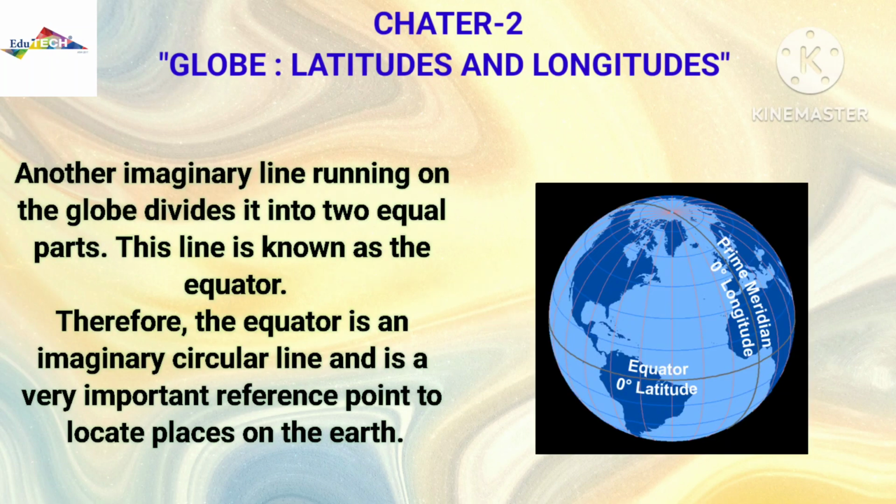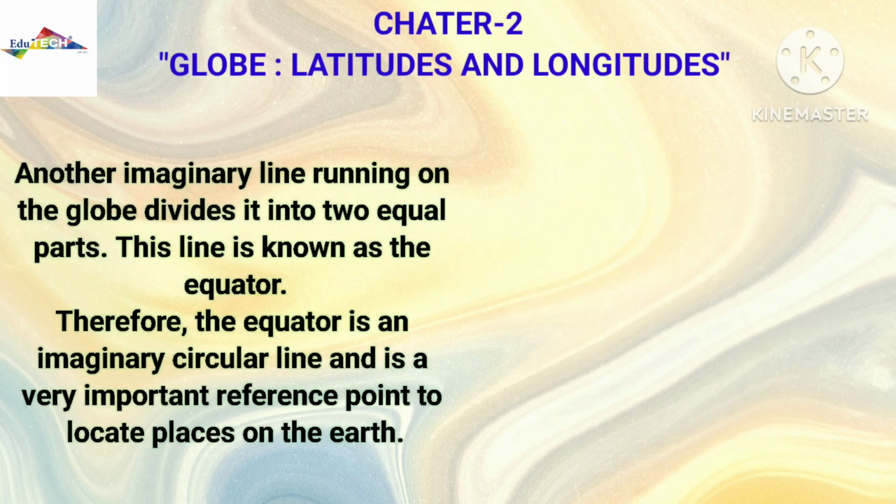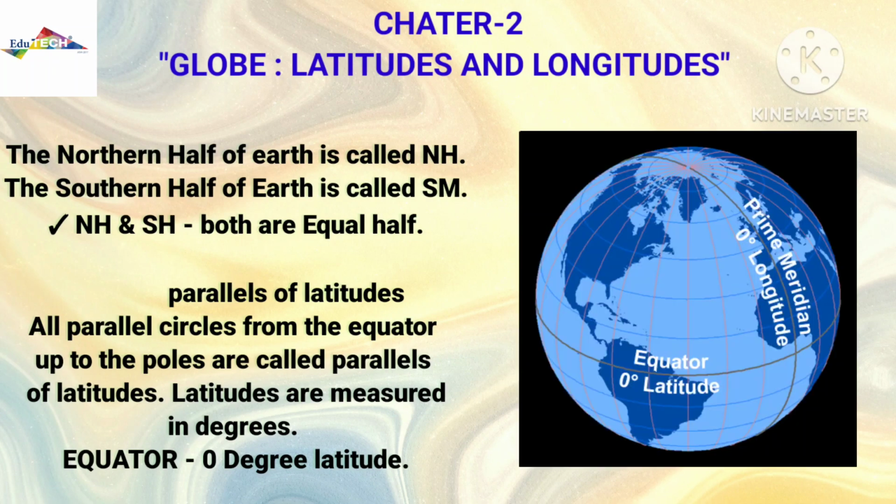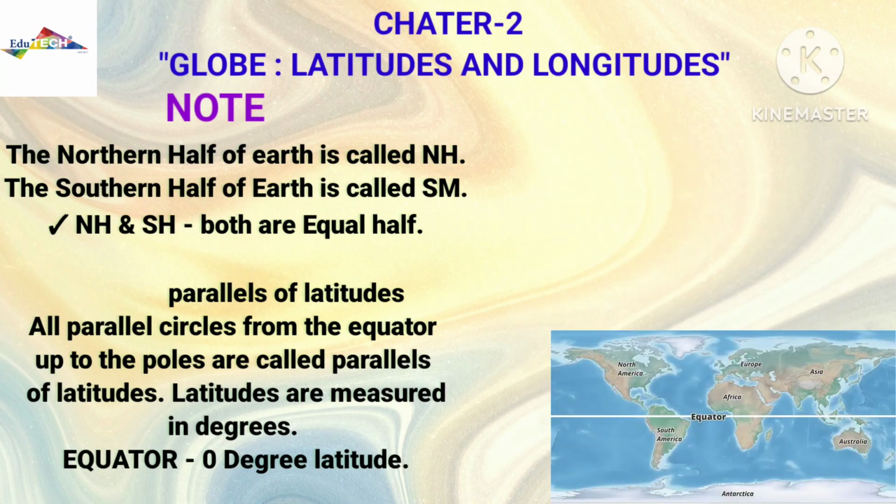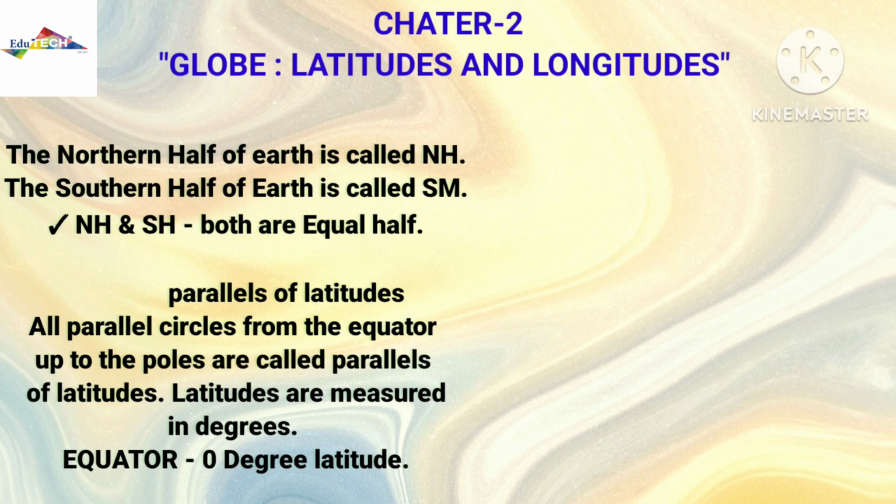What is the equator? The equator is another imaginary line running on the globe that divides it into two equal parts. This line is known as the equator. Therefore, the equator is an imaginary circular line and is a very important reference point to locate places on the earth. We know that the equator divides the earth into two halves. The northern half of the earth is called the northern hemisphere and the southern half is called the southern hemisphere. Both are equal halves.